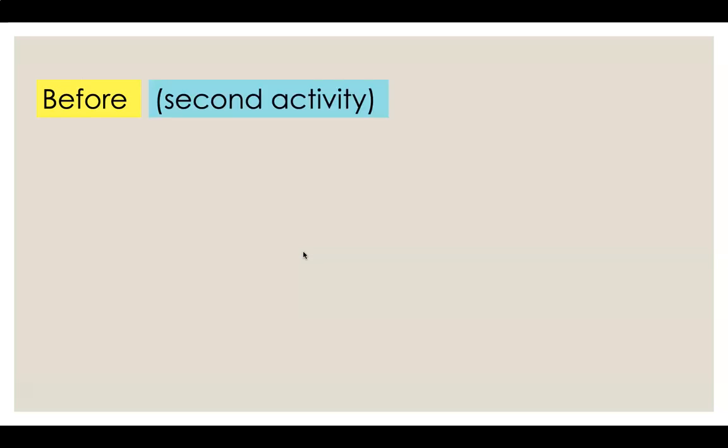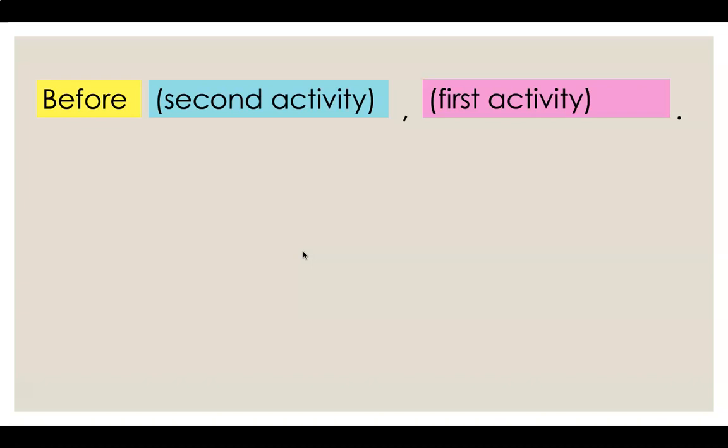Now, let's have a quick summary here and see how the sentences with before and after work. If we want to put the word before at the beginning of the sentence, then it will be followed by the second activity. Then you have to remember to put a comma in the middle. And then the first activity. At the end of the sentence, remember to put a full stop.